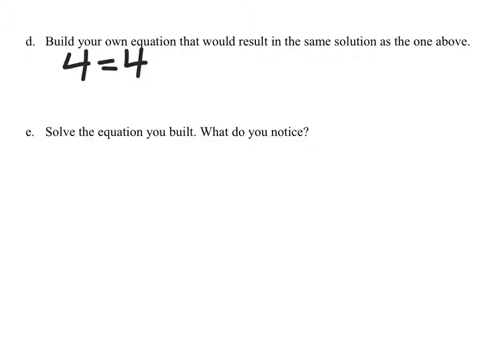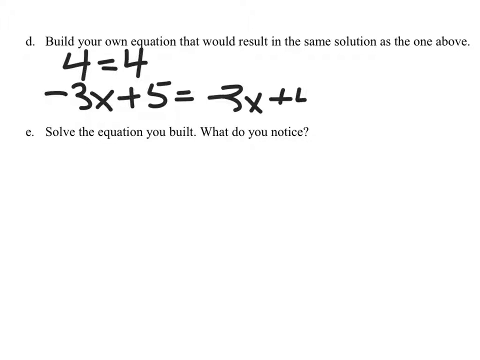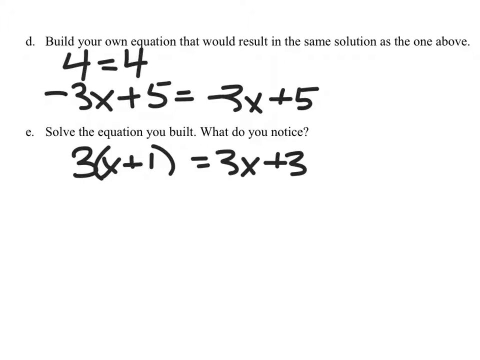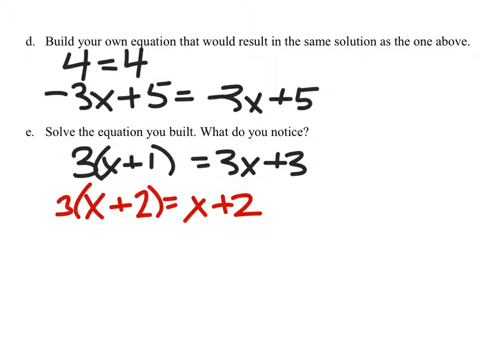Something like negative 3x plus 5 equals negative 3x plus 5. Wait, we could have just done that? That's all I did. Oh, I did 3 times the quantity x plus 1 equals 3x plus 3. Oh, that's actually a very good one. 3 times x plus 1 equals 3x plus 3. Yeah, that's really good. I did x plus 2 equals x plus 2? No, it equals 2... Oh, okay. Equals 3x plus 6, that would work as well. That's what I did.